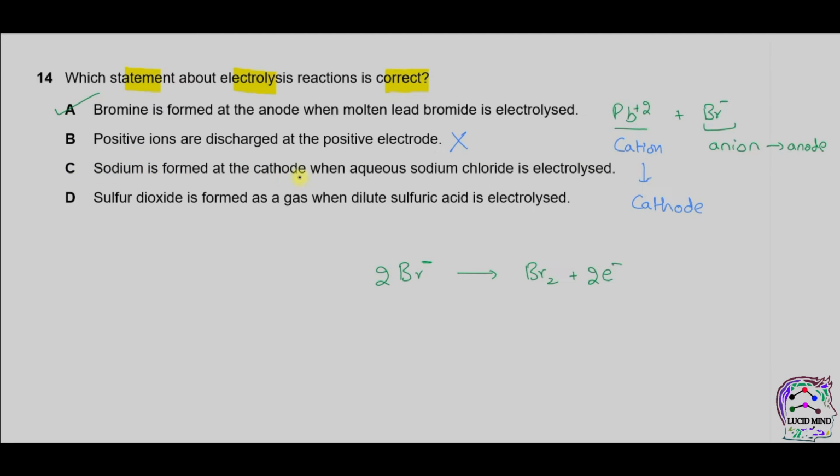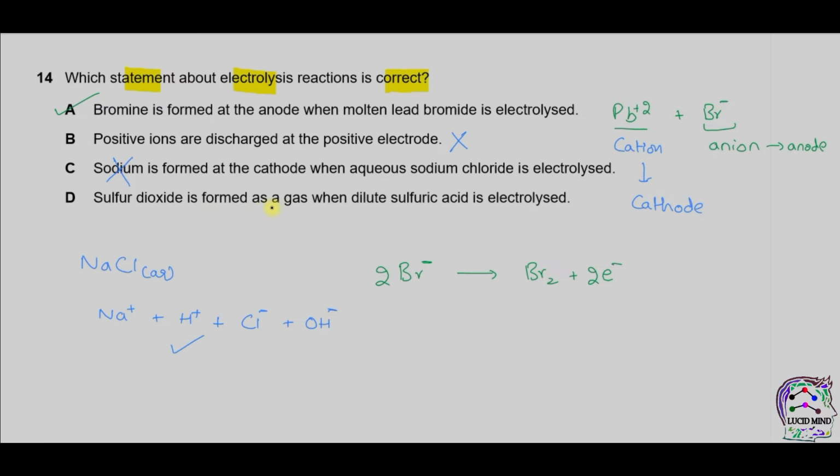Part C. Sodium is formed at the cathode when aqueous sodium chloride is electrolyzed. Now we have aqueous sodium chloride. We can find the ions present. In aqueous sodium chloride we have Na⁺, we have H⁺ from water, we have Cl⁻ from sodium chloride, and we also have OH⁻ from water. Now among the cations, H⁺ will be discharged more easily based on the discharge series, so therefore hydrogen gas will be formed at the cathode. Sodium is not formed, it is hydrogen gas that is formed at the cathode when the aqueous solution is electrolyzed, so part C is wrong.